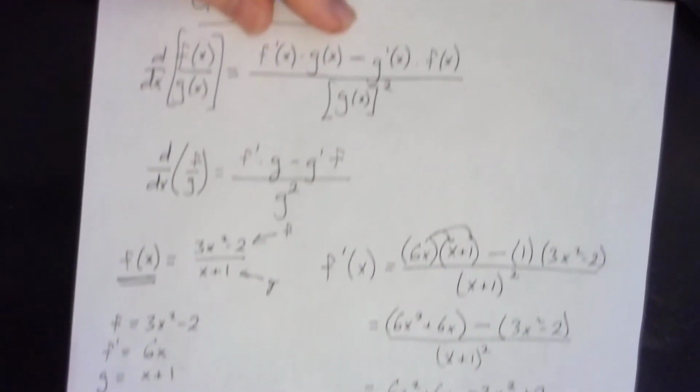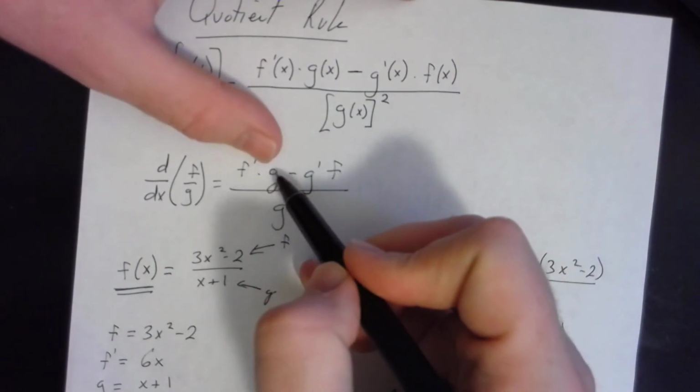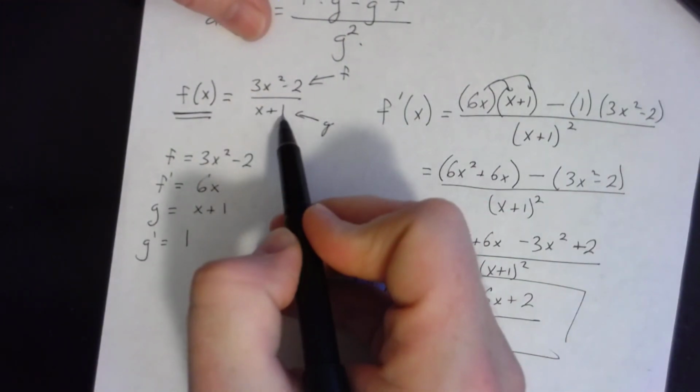Again, be very careful. This is the formulaic notation. It's the derivative of the top times the bottom minus the derivative of the bottom times the top, all divided by the bottom squared. Assuming you have, again, a function on top and a function on the bottom.